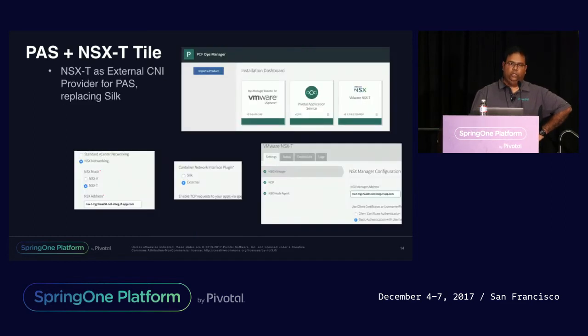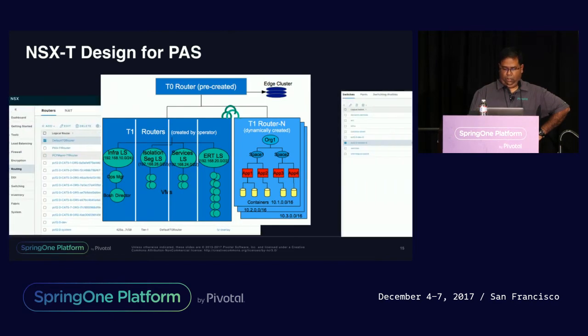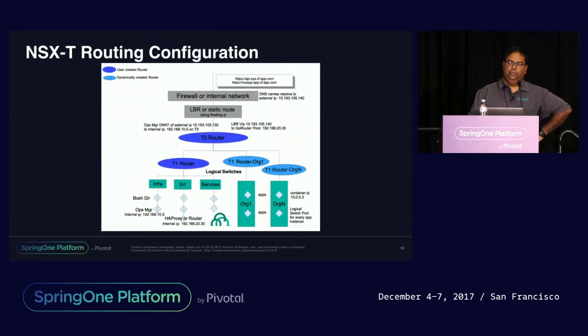Right now, Ops Manager 2.0 has support for add-on tiles. Hopefully, Ops Manager 1.x would also support it. So this would be the routing configuration.